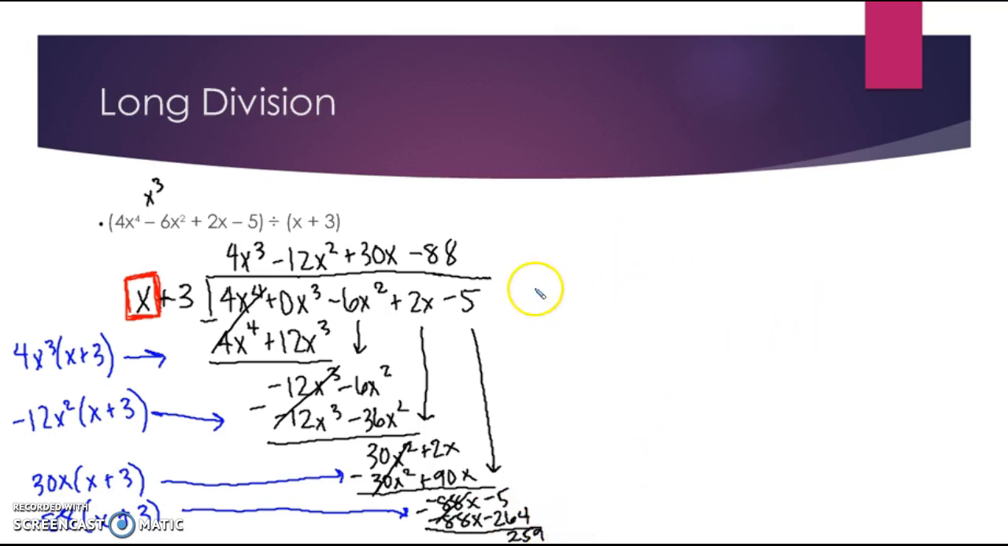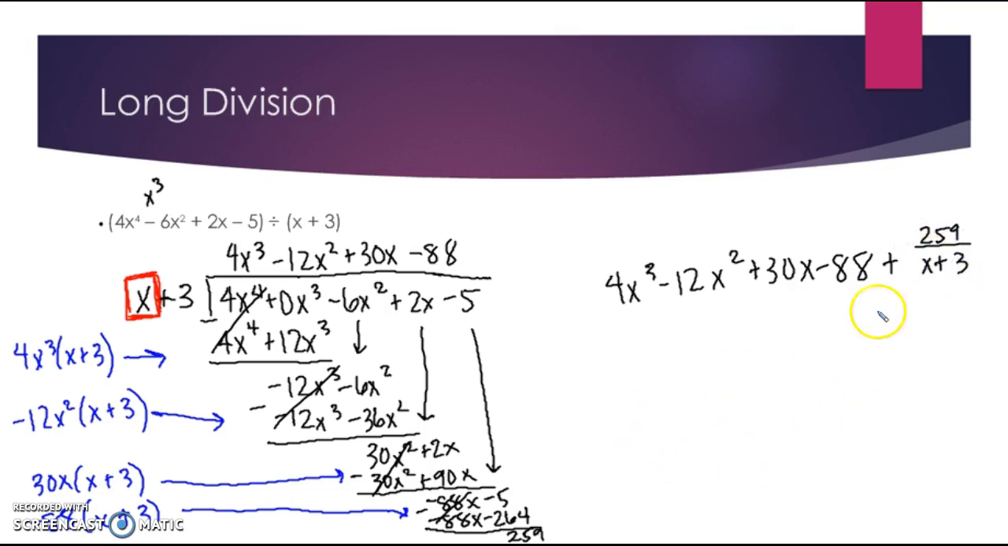So the way we write our answer is whatever's on top of our division bar. So 4x cubed minus 12x squared plus 30x minus 88 plus my remainder of 259 over what I divided by, x plus 3. Because I have this remainder, that means that x plus 3 is not a factor of this polynomial that we were dividing. If there was a remainder of 0, then it would be a factor.